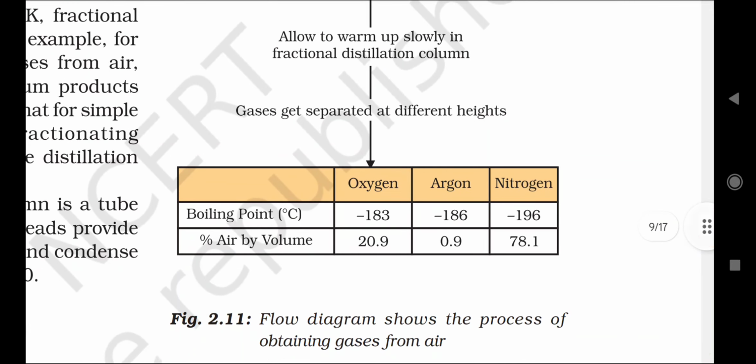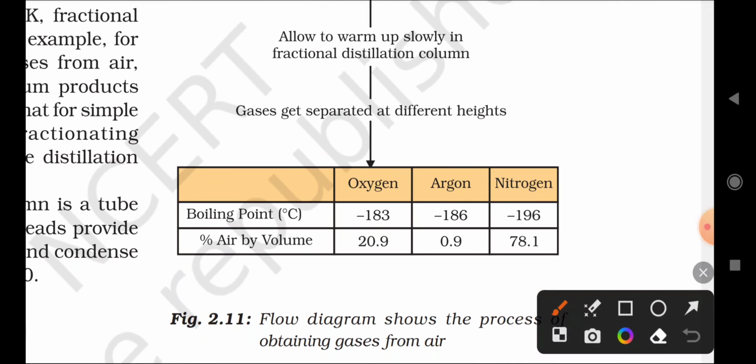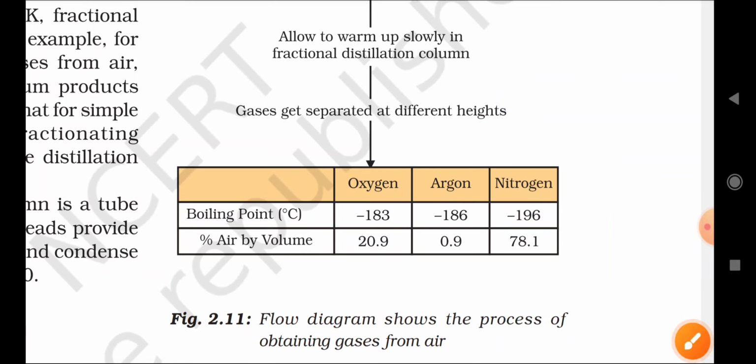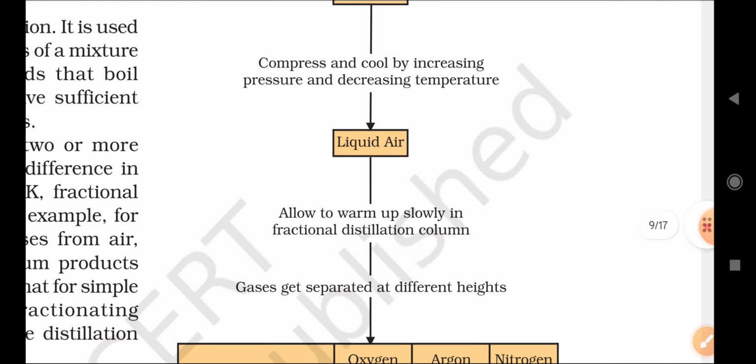After that, at different boiling points, we can separate the gases from the air. Oxygen has a boiling point of minus 183, so it will be removed from the air very easily. Then argon at minus 186 and nitrogen at minus 196 degrees. At different boiling points, different gases are removed from the air, by the method of fractional distillation. This is the method of separation of air.